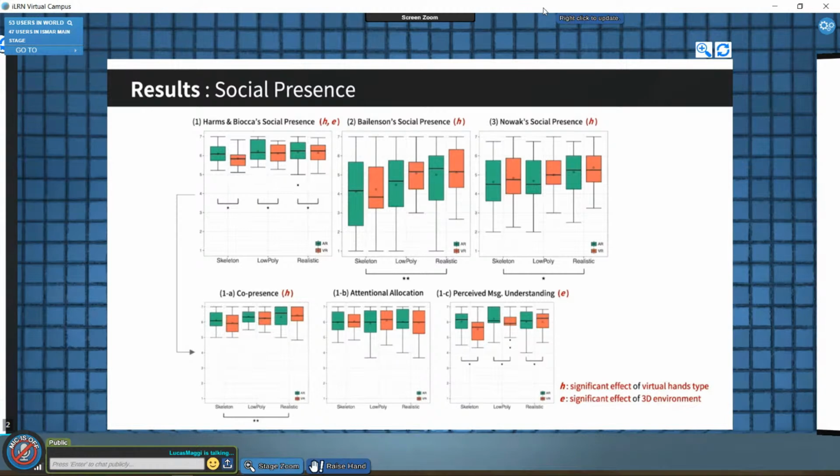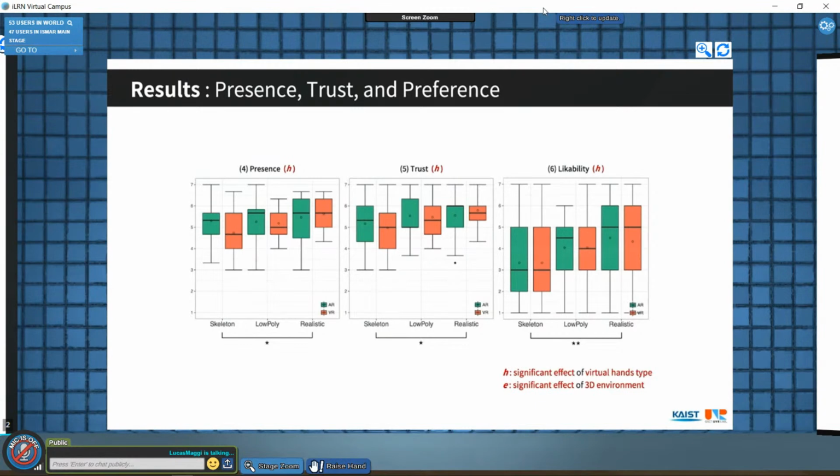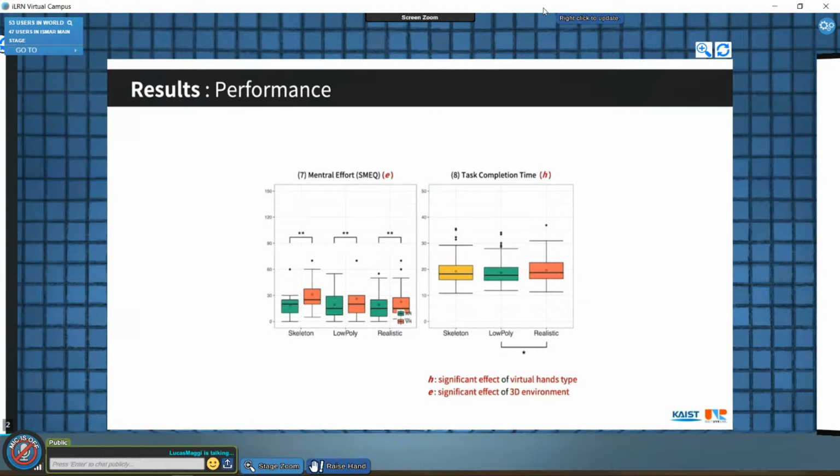In the cases of presence, trust, and preference, we only found significant main effects of hand types. In addition, the post-hoc analysis revealed significant differences in skeleton and realistic pairs, and the realistic type had higher values in all indicators. Mental effort only had a significant main effect of the environment factor, and we found that the VR participants demanded a higher load during the task.